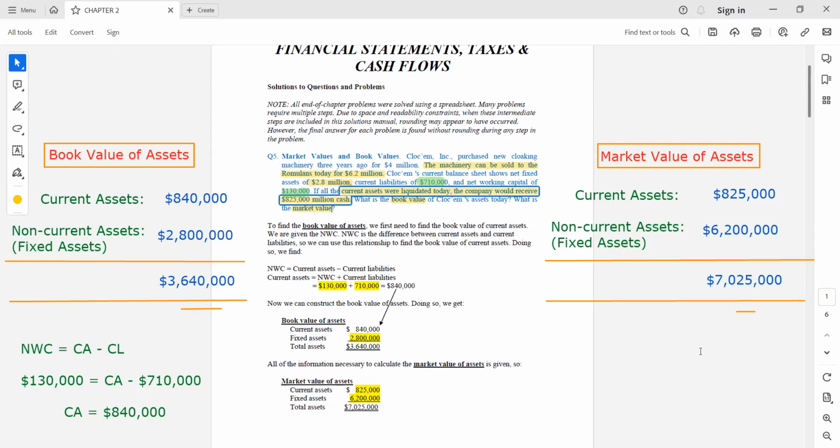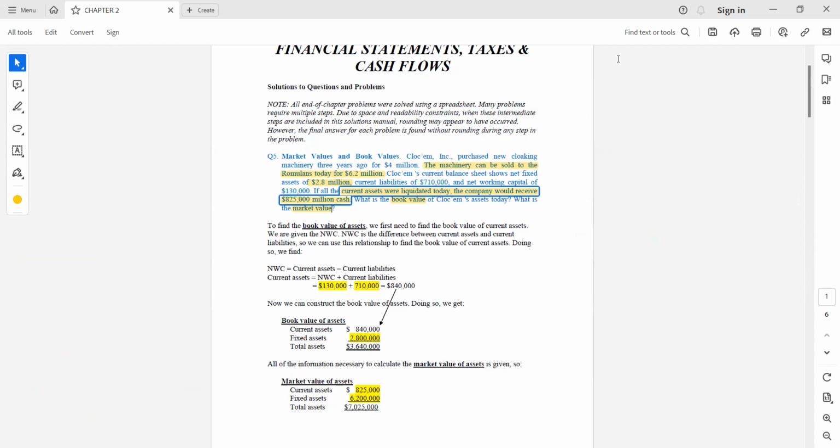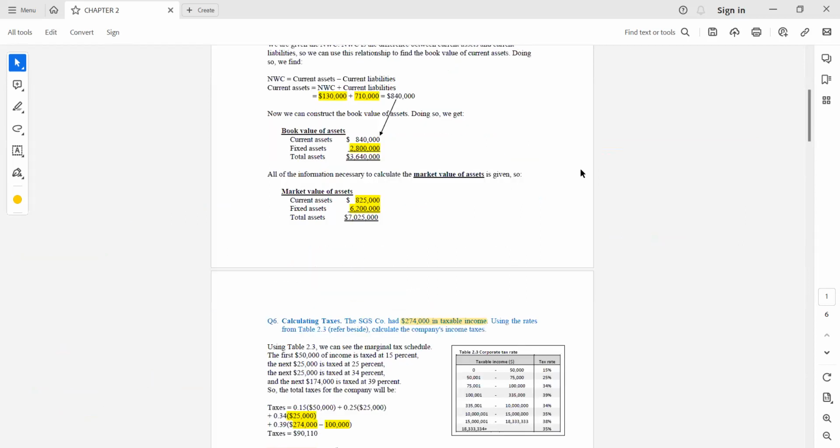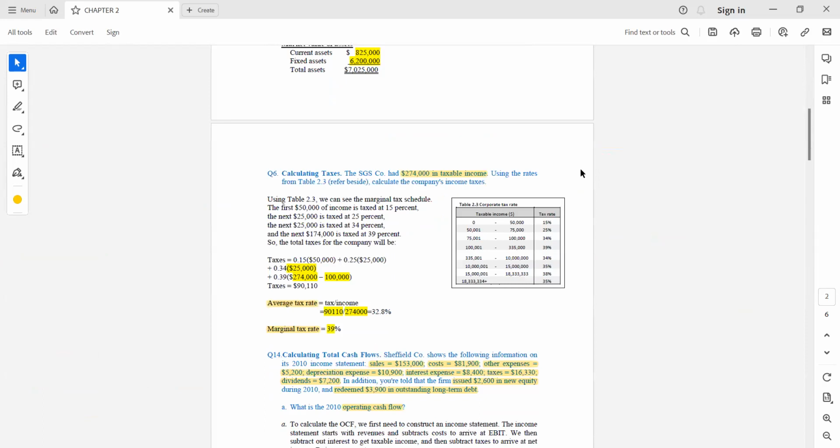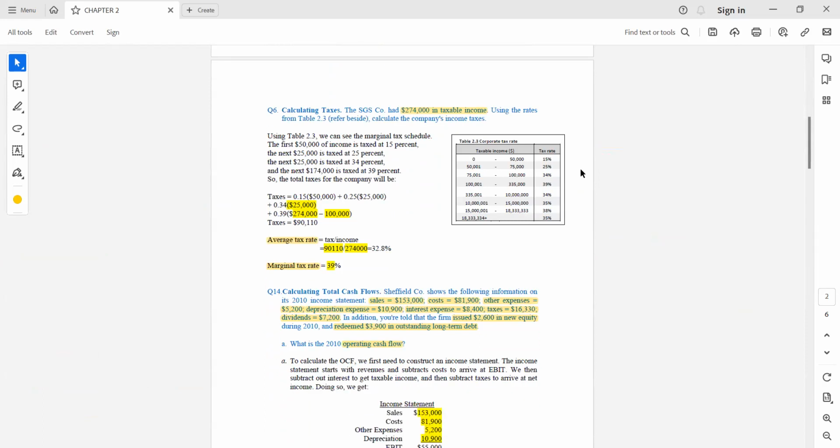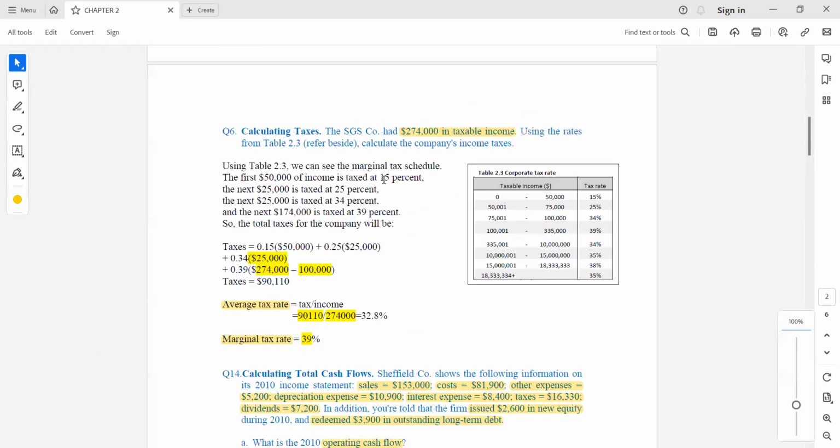Okay, now let's have a look into the next question. Wait, does anyone need more time for the first question? Okay, then move on. Now, second question. The SGS company had 274,000 in taxable income. Using the rates from table 2.3, calculate the company's income taxes.